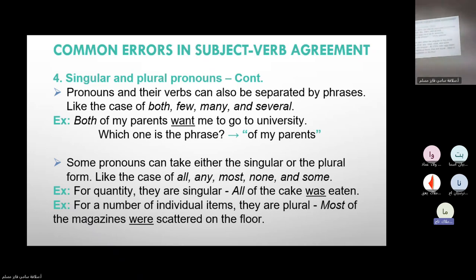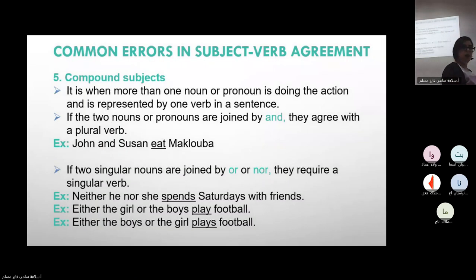For a number of individual items, they are plural. Most of the magazines were scattered on the floor. So if we take one magazine, two magazines, three magazines, these are numbered, so they are plural. This is the last one, where people tend to make mistakes: compound subjects.